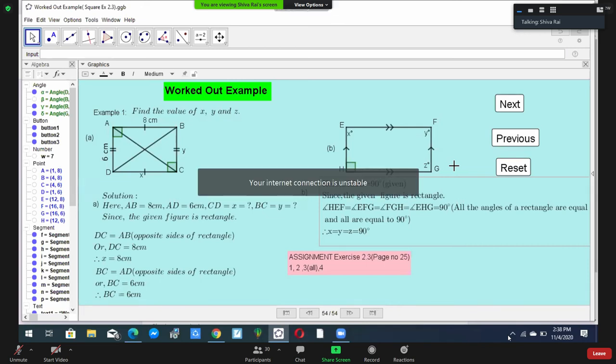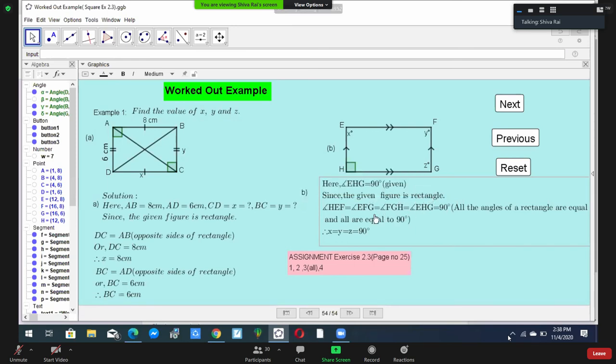Remember. So here, since the given figure is a rectangle, angle EFG equals angle FGH equals angle EFG, all of them are equal. Why are they equal? Because all of them are 90 degrees. So you can write here, in place of angle EFG, you replace it by X. In place of EFG, you replace by Y. In place of FGH, you replace by Z. So all of them are equal to 90 degrees. We are just using the properties.